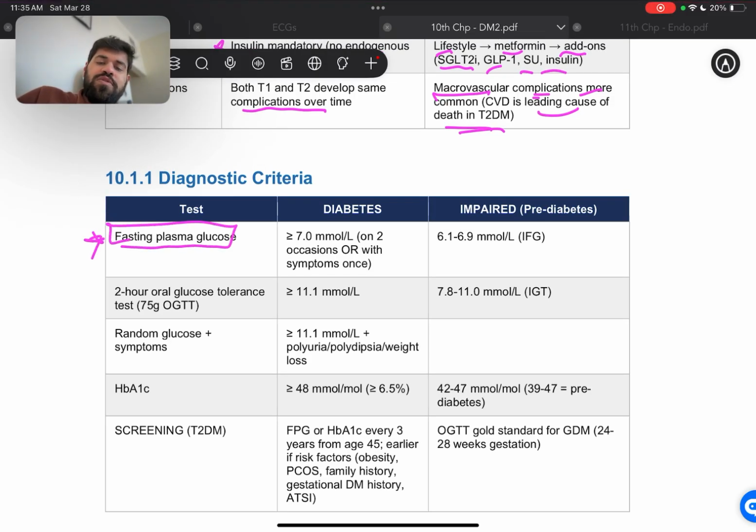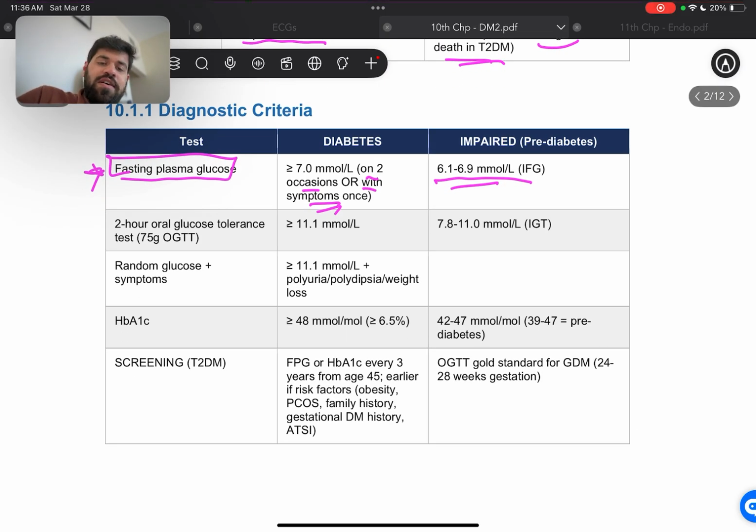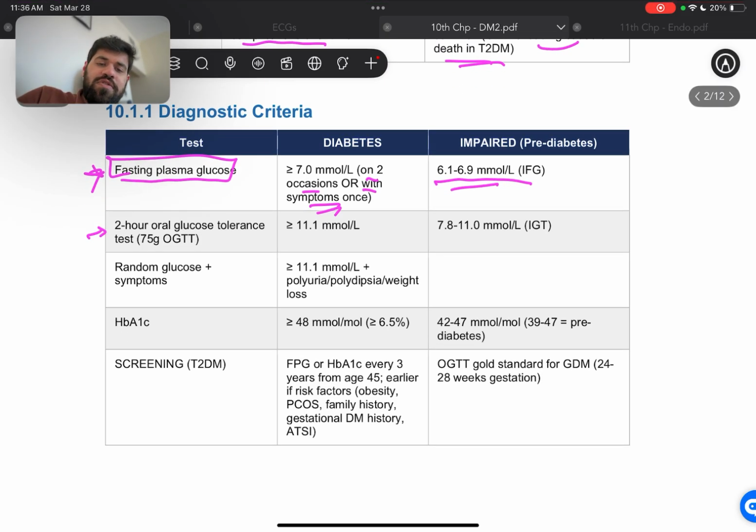Alright, if it's more than 7 millimole per liter on 2 occasions or with symptom onset, then it's most likely the diagnosis of diabetes. Pre-diabetic is 6.1 to 6.9. Alright, then OGTT with 75 grams, 2 hour, is supposed to be more than or equal to 11.1 for diabetes; impaired or pre-diabetic is 7.8 to 11.